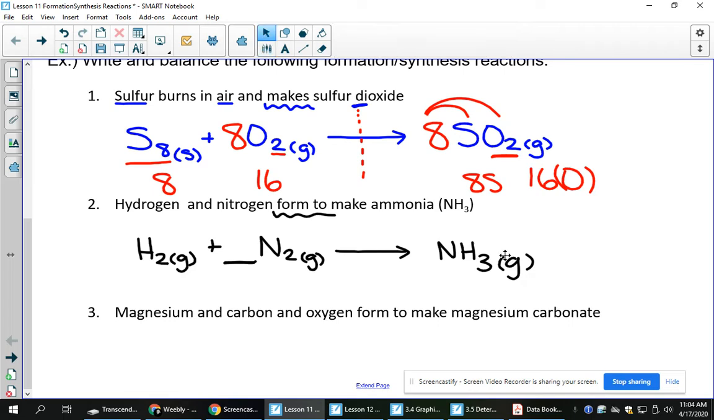Once you have those written properly, and it's worth it to slow down and make sure these are proper, because if you don't write them correctly, then you'll never be able to balance them. Okay, we've got these written properly.